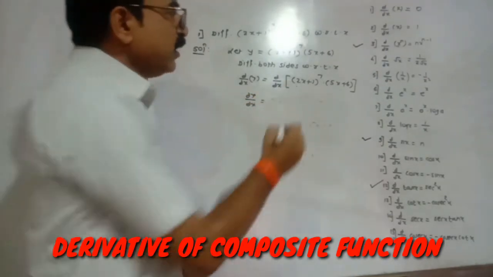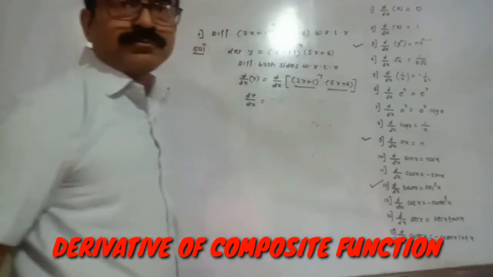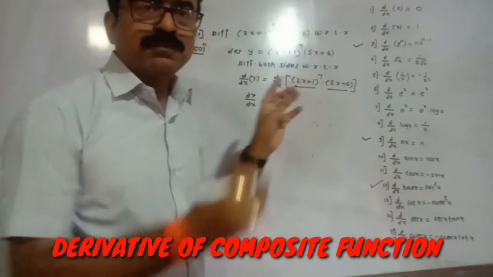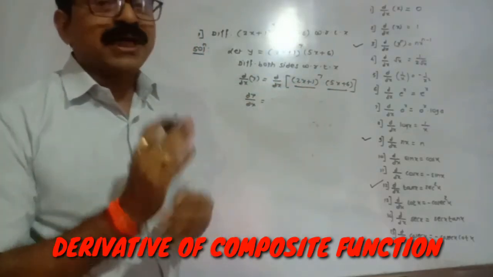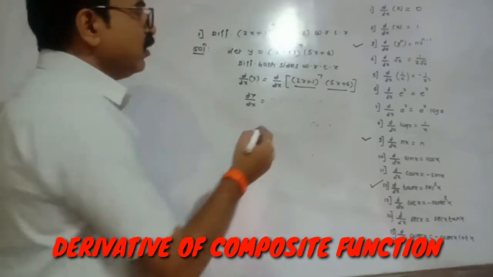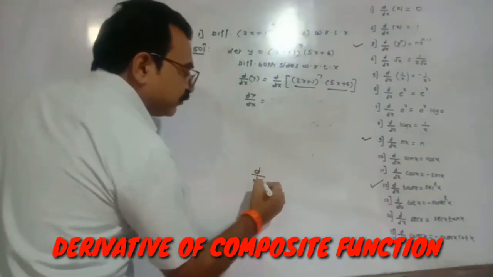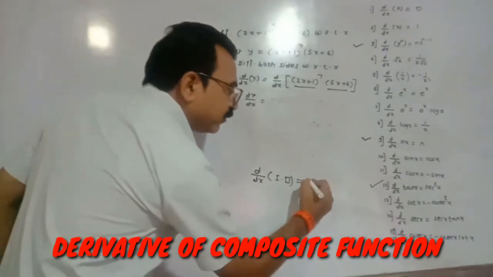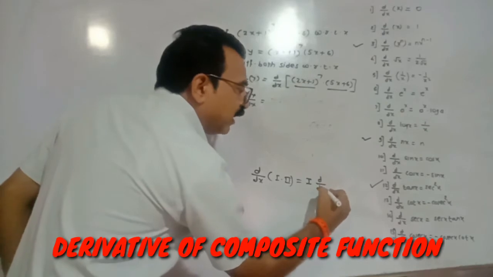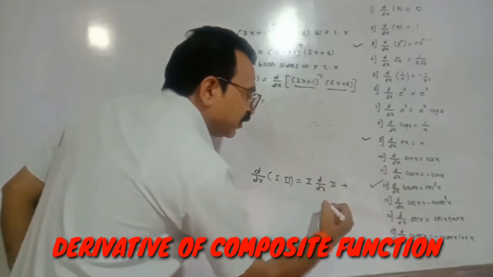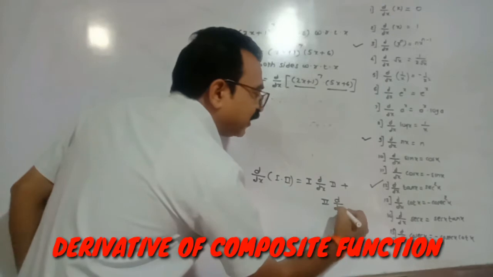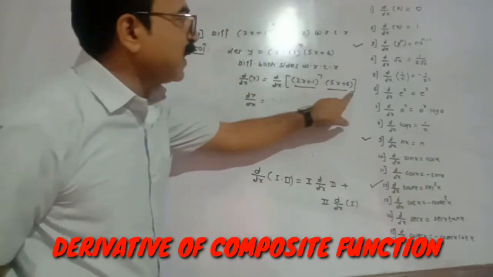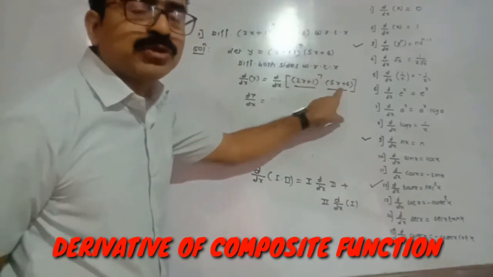Okay. Now here you are given two functions. Here you are given two terms which are present in product form. So use the product rule. So what is your product rule? Suppose you are given two terms in product form. So according to the product rule, it is first term into derivative of second term plus second term into derivative of first term.